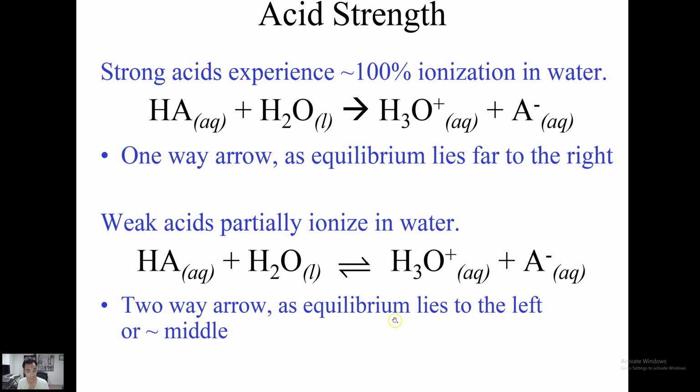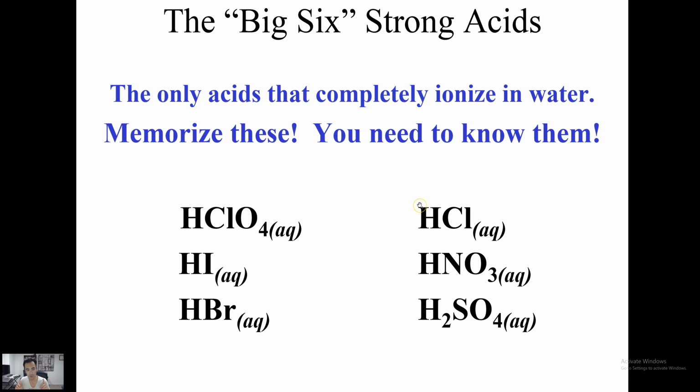In other words, you're not going to get much of this. So when we're talking about equilibrium, what we're talking about is how much of your products you're producing. So if it lies to the right, that means I'm producing a lot of the H3O+, which means the ionization is high. It means you're getting a lot of those ions. If the equilibrium lies to the left, that means I'm getting partial ionization. In other words, I'm not getting a lot of that ionization, which usually means it's a weak acid. So here are your big sixes, and make sure you write these down and make sure you remember what they are.